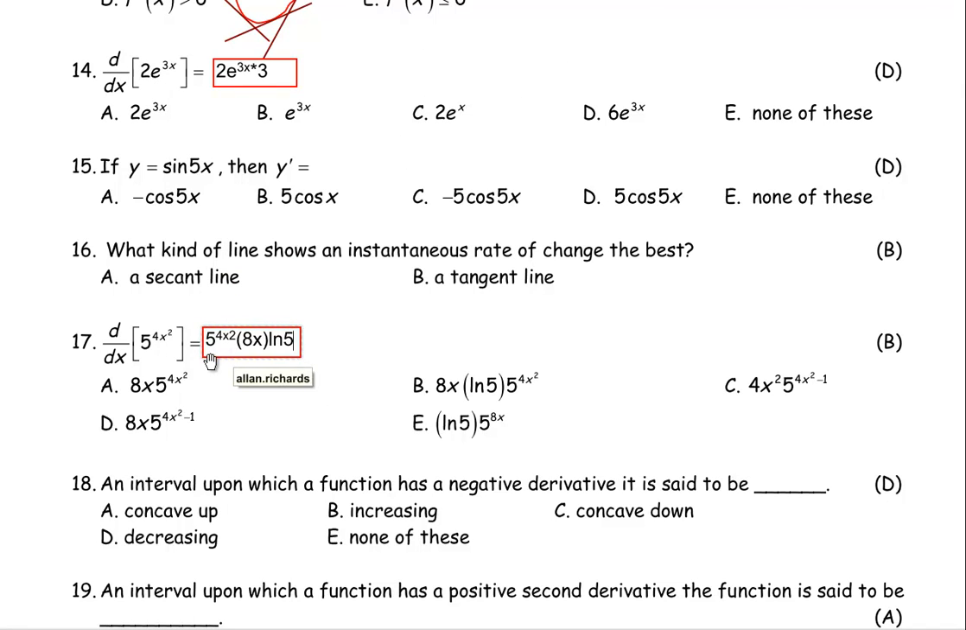Of course, I usually write the 8x at the beginning, so it's not confused, because somebody might think that they have to multiply the 8x by the 4x squared, because the 8x is a whole part of the term. It's not multiplying the exponent. So that's why I would write the 8x first, and then the ln of 5, and then the 5 to the power of 4x squared. You can actually reverse the order, especially if you use brackets here, but you do need those 3 different parts.